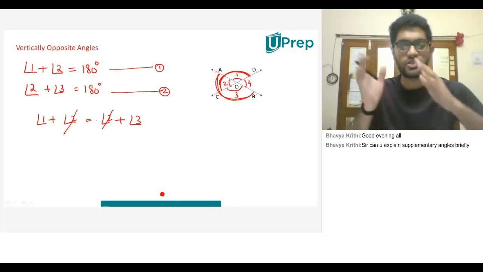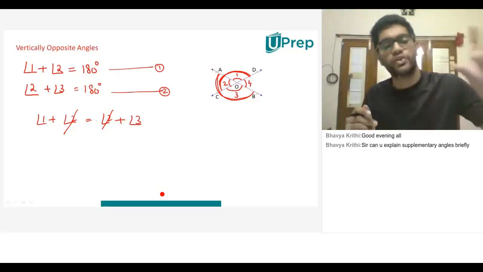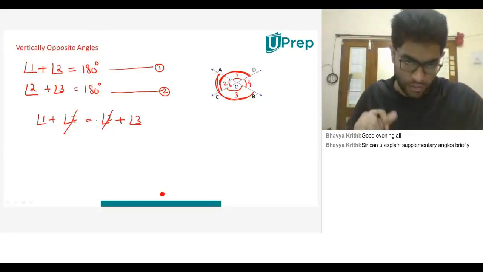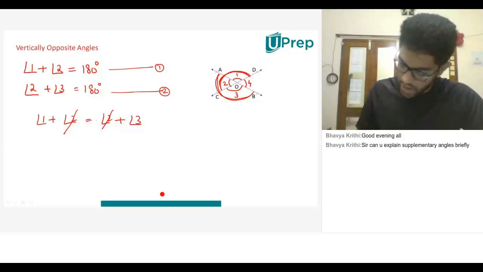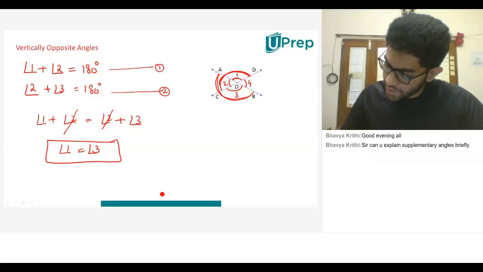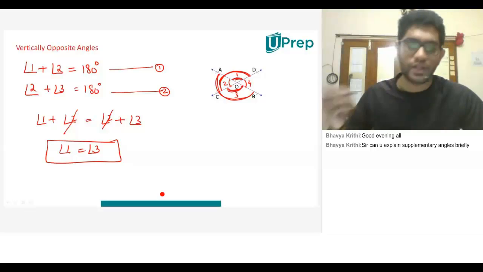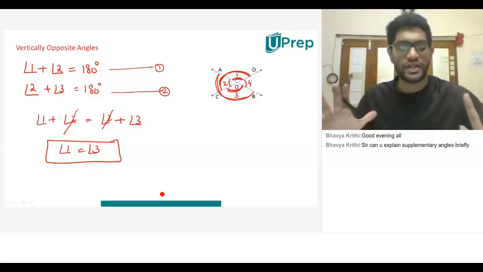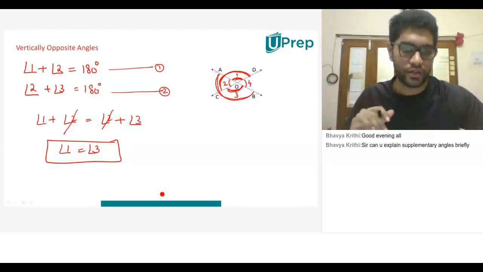You remember even in simple equations, isolating it, moving it to the other side, the sign changes, why the sign changes, everything is clear. So what are we left with? Angle 1 equal to angle 3. Isn't that what we proved? Angle 1 equal to angle 3. Vertically opposite angles are equal. Is the idea now very clear to you? Is the proof also very clear?